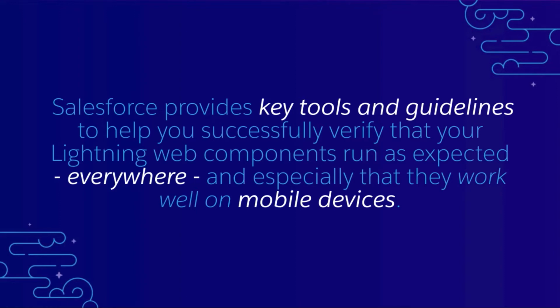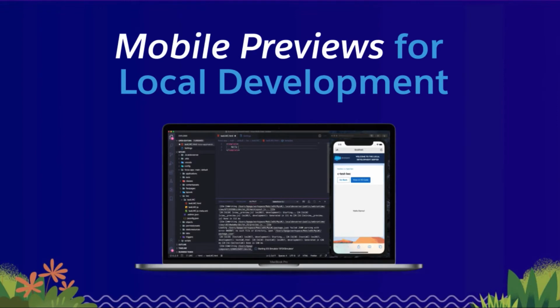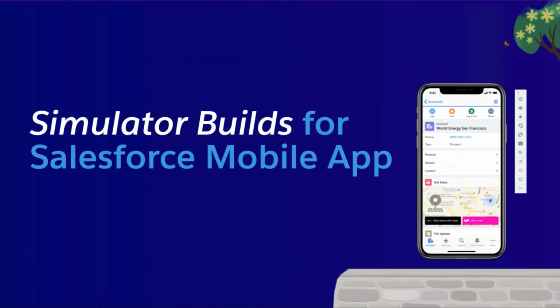There are two new tools available based on how you want to test for mobile. Using mobile previews, developers can preview their Lightning Web Components locally before they are ready to publish them to a Salesforce org. Using simulator builds of the Salesforce mobile app, you can easily verify that your Lightning Web Components work with other components within Salesforce. You can test on many different types of devices without having all those devices on hand. Let's take a look at the demo.